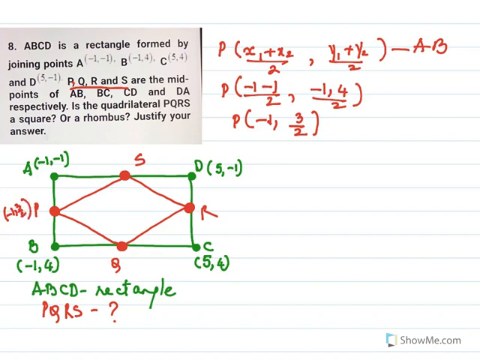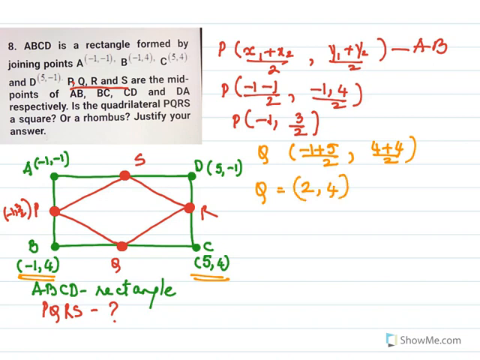In a similar way, you find the coordinates of Q. For Q, you take B and C, x1, y1, x2, y2. So we take minus 1 plus 5 over 2 and 4 plus 4 divided by 2. So your Q will be 2 and 4. I'm going to write here, this is 2 and 4.